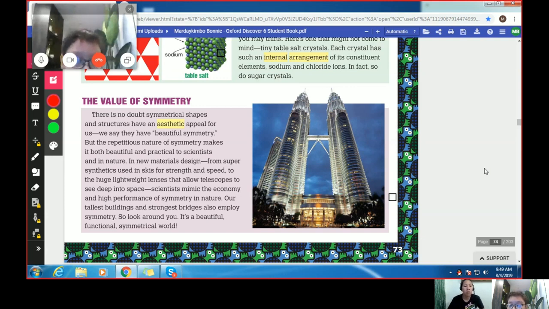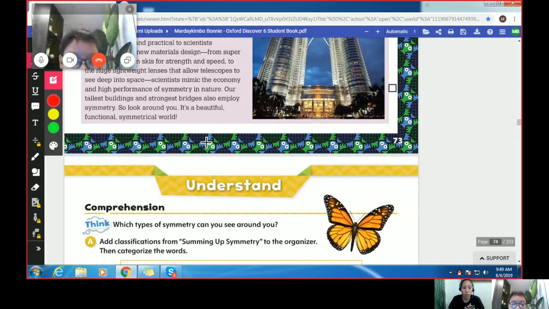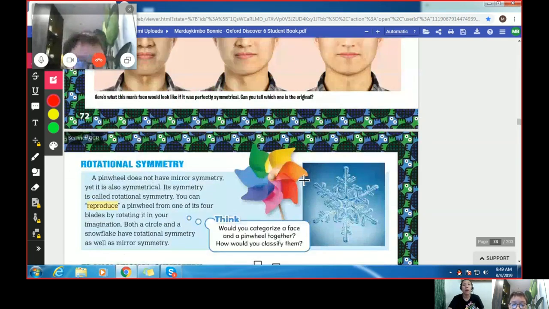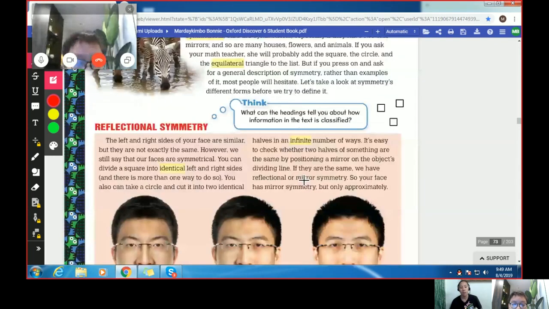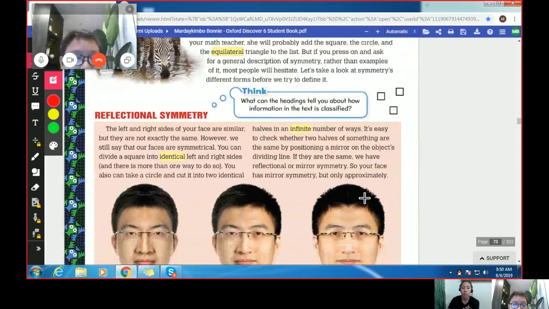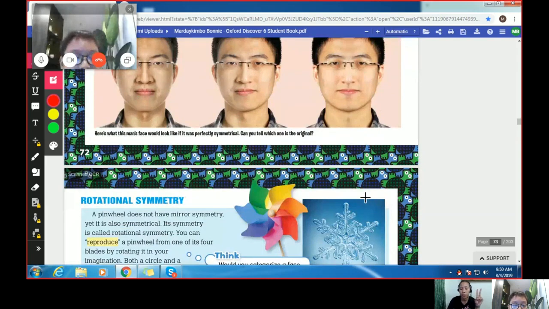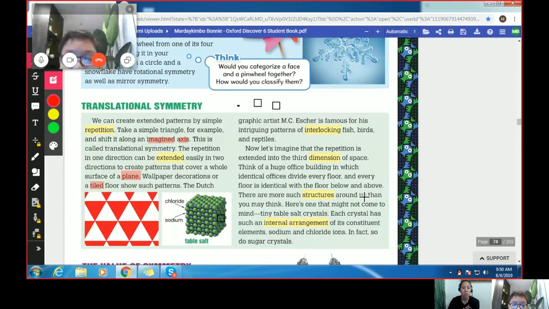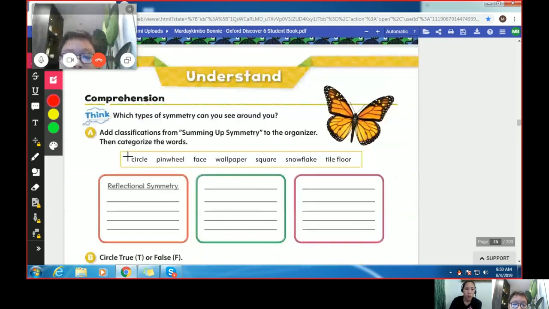Very good. It's a beautiful, functional, symmetrical world. Okay, so first of all, I'd like you to tell me what are the three forms of symmetry. Number one, reflectional symmetry. Number two, rotational symmetry, very good. And last, translational symmetry. Okay, so let's do the comprehension.